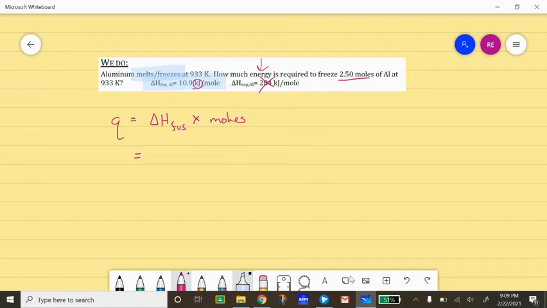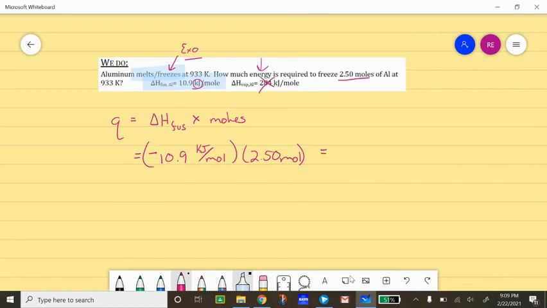The biggest thing, though, with the delta H of fusion is we have melting and freezing. One is endothermic and one is exothermic. So the freezing, which is what we're talking about here, that's definitely exothermic. And so we're talking about an exothermic process here, which means we want a negative 10.9 kilojoules per mole for the enthalpy of fusion for an exothermic process, so negative sign, and we're going to multiply that by 2.50 moles of aluminum that we have.